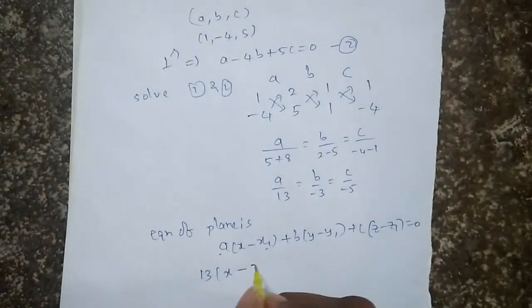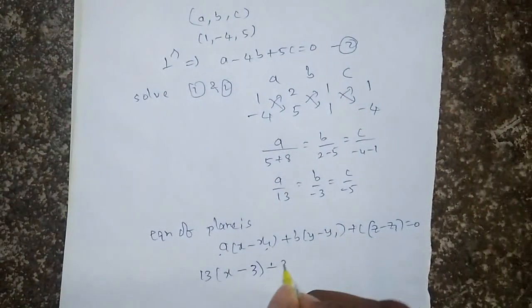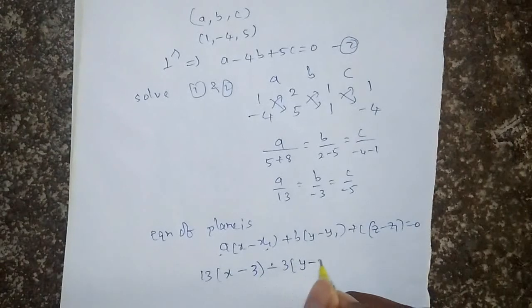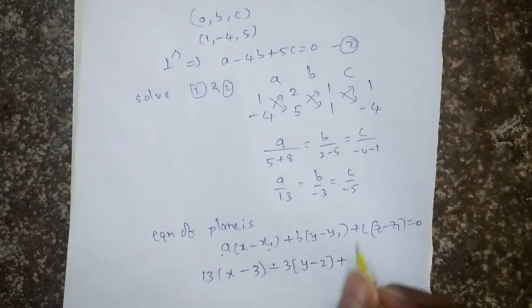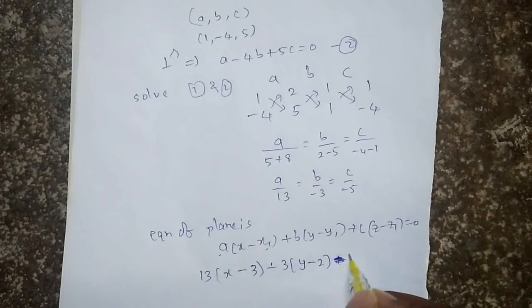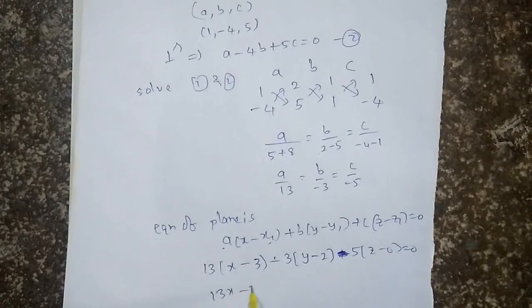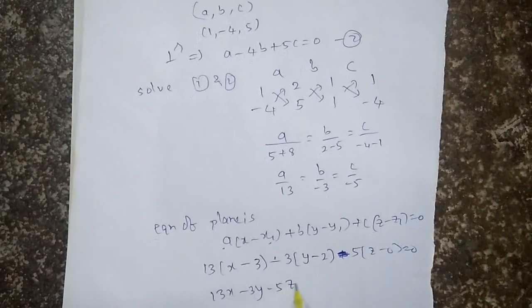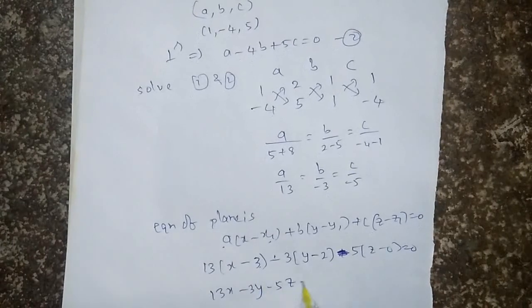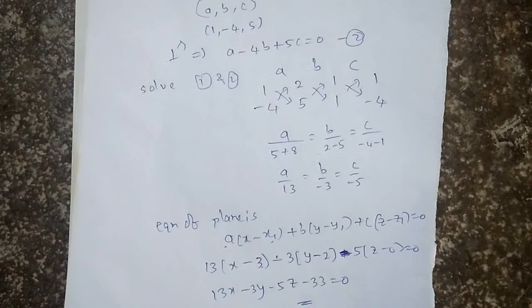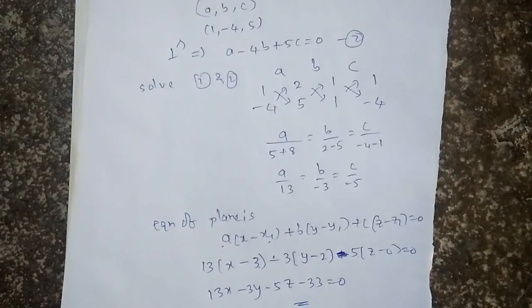I am taking the second point, that is 3, and b is minus 3, y minus 2, here c is minus 5, z minus 0. Now simplify, 13x minus 3y minus 5z, this is 39 plus 6 minus 33 is equal to 0, is the required equation of the plane.